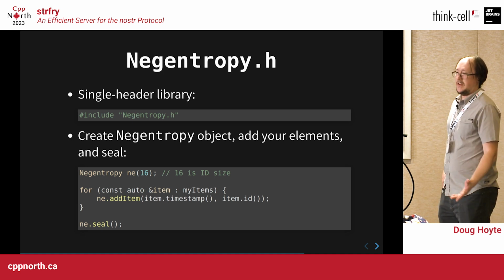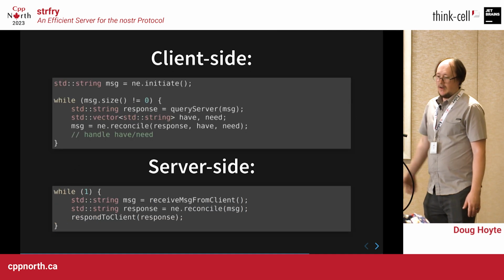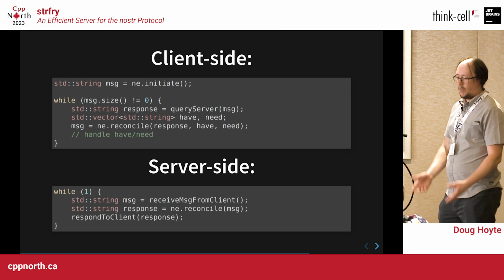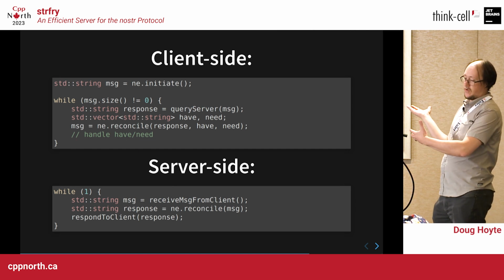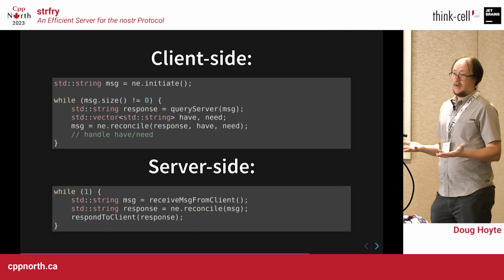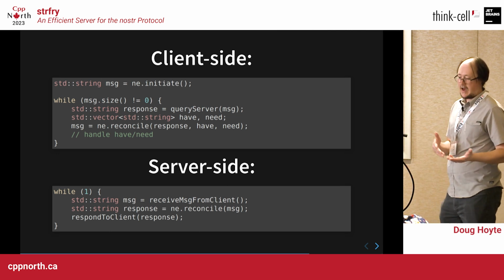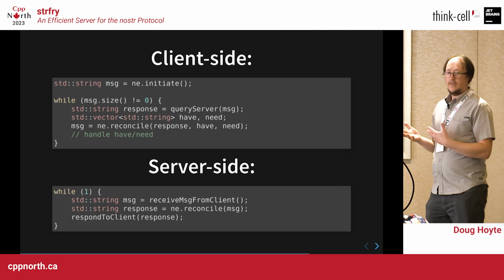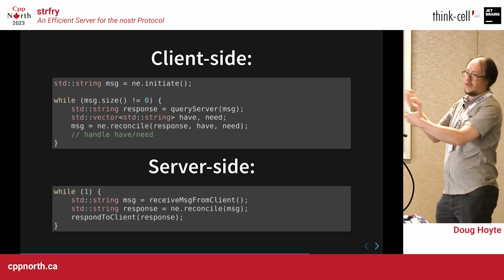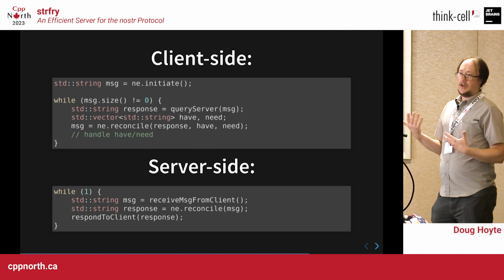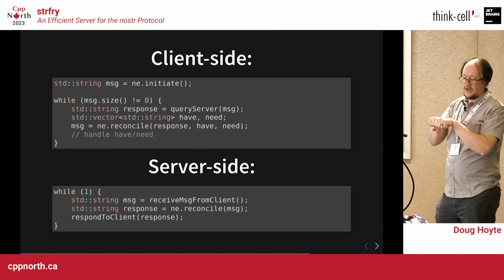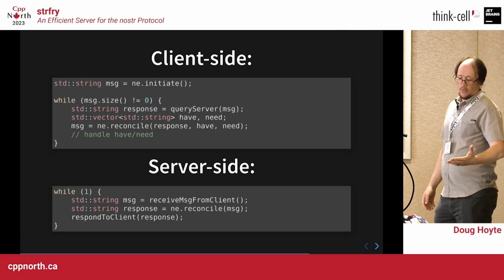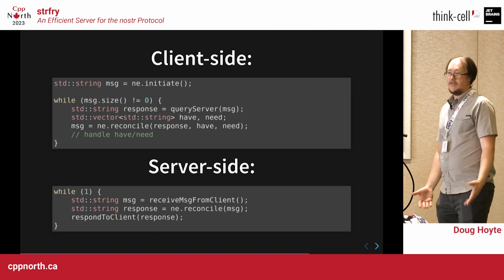And then when you're done adding your elements, you seal it, right? You finish it, you seal the envelope. And then you have two sides that have both done that. The client side really just creates this initial message, and then while the message is non-empty, it sends a query to the server, gets a response, and then it calls the reconcile method on the negentropy object, and you pass it 2 vectors, a have and a need. As you're doing this operation, you'll discover new ones that you have and ones that the other side needs, right? And in parallel with doing this reconciliation, in other words, you can glue together your reconcile messages with the actual missing messages. And then eventually, you'll come up with a message size of 0, and you're done, right?